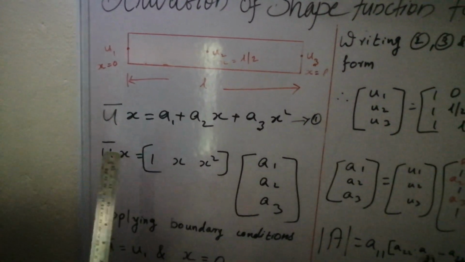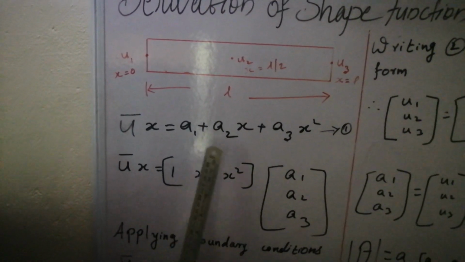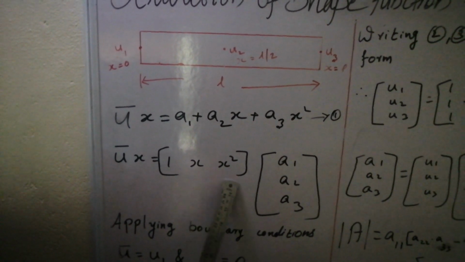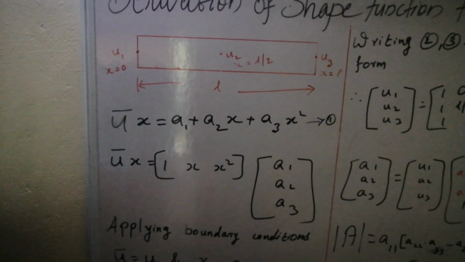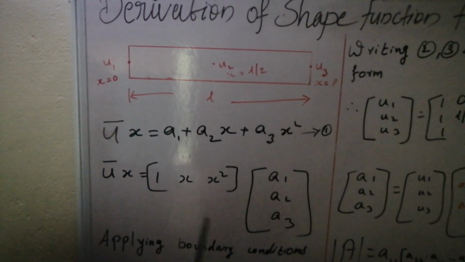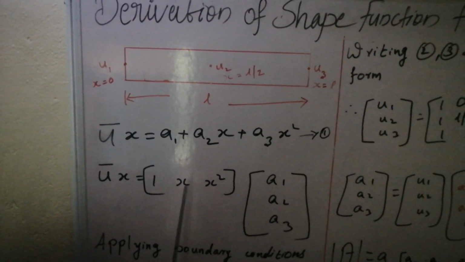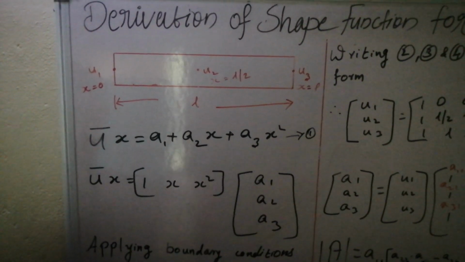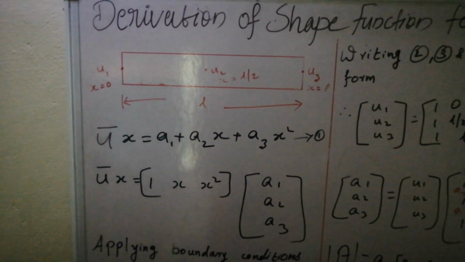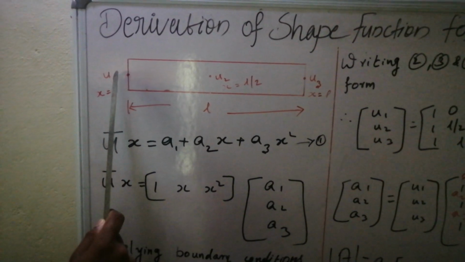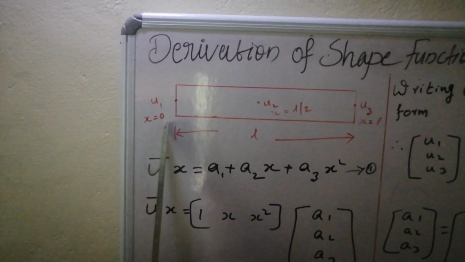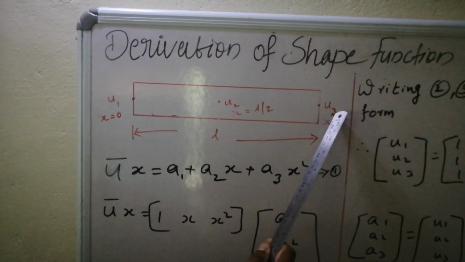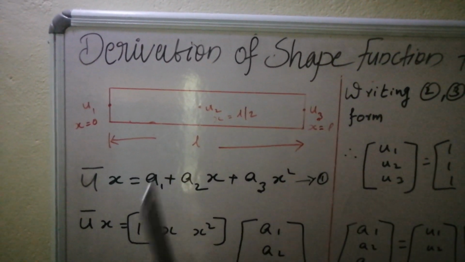Now we are converting this equation into the matrix form. So it will come as u bar x equal to [1 x x square] times [a1 a2 a3]. If you want to check, you can check 1 into a1 plus x into a2 plus x square into a3, the same as this. Now we have 3 boundary conditions: u bar x equal to u1 at x equal to 0, u bar x equal to u2 at x equal to L by 2, and u bar x equal to u3 at x equal to L.